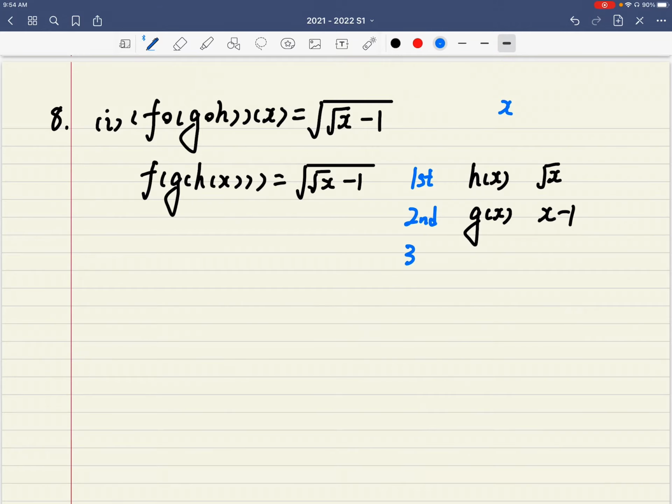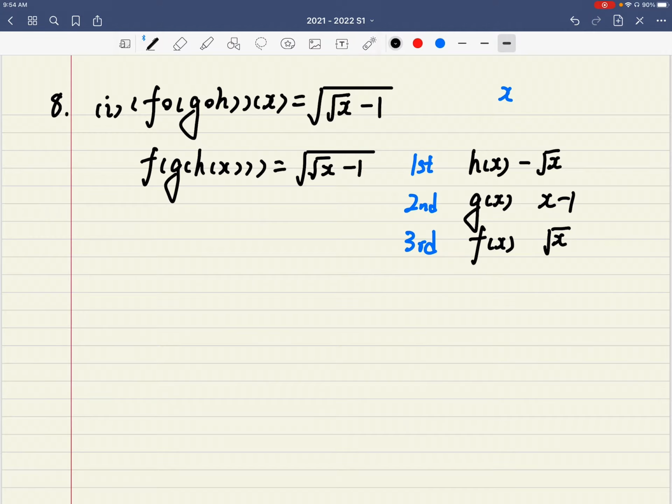Then what's the third step? After you've already got the square root of x minus 1, you take the square root of that thing. So the third step is you take the square root of something. And on the left-hand side, the last step is f(x). That's how you get the three functions.